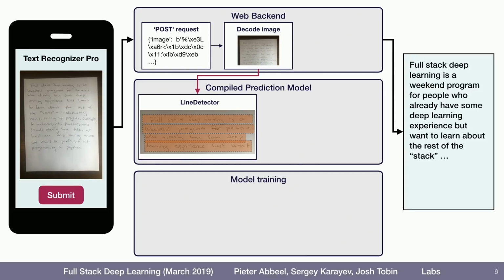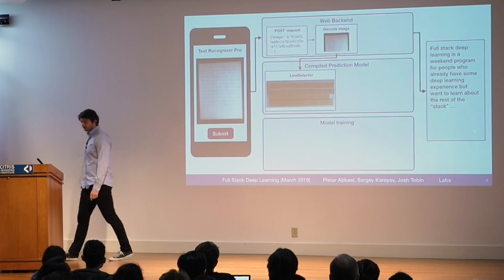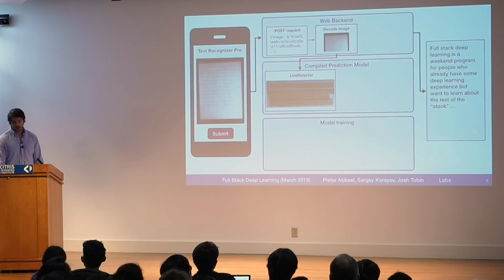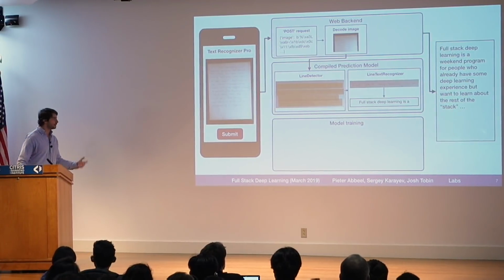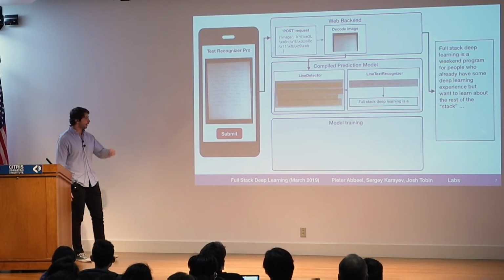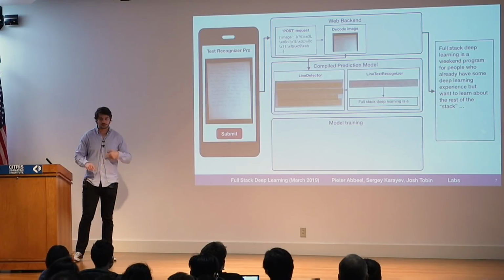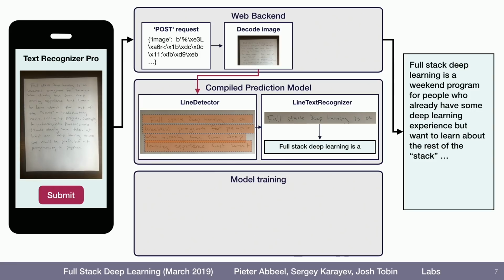The first is a line detector, and the goal of the line detector is to pick out each line of text in the image. The output of the line detector is an image that contains only a single line of text, and that goes to a line text recognizer module. The job of that module is to take that line of text and turn it into the actual text itself. Then the output of that is encoded and sent back to the user.